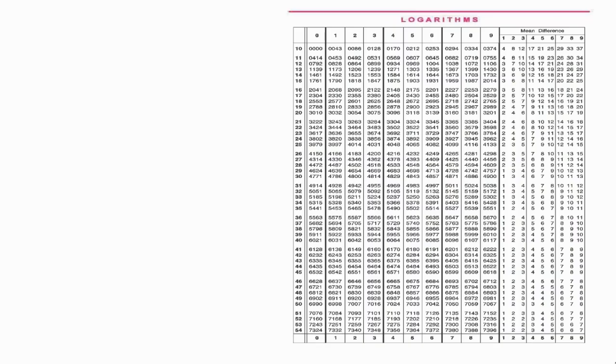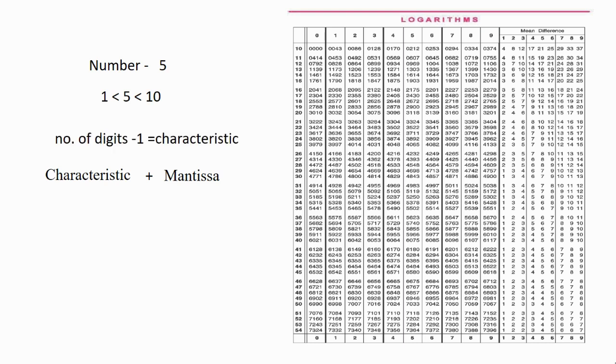Now students, before I start the explanation of antilog, let's briefly revise the log value. Let's consider number 5. To find the log value of the given number, we must know its characteristic plus mantissa. To find the characteristic, let's consider the range of the number. Number 5 is greater than 1 and less than 10. To find the characteristic of a number greater than 1, the formula used is the number of digits minus 1. The given number has 1 digit, so 1 minus 1, the characteristic comes out to be 0.